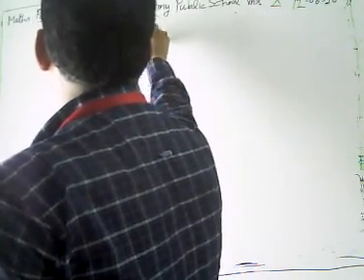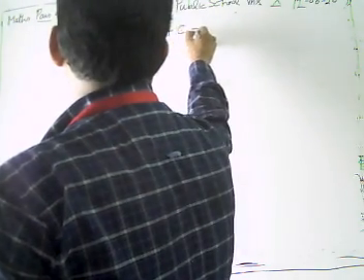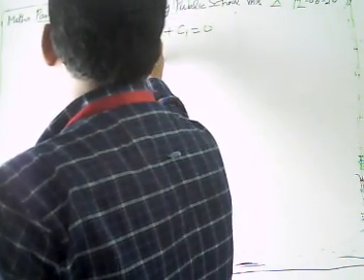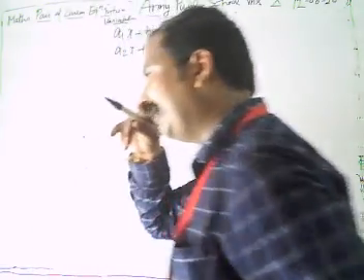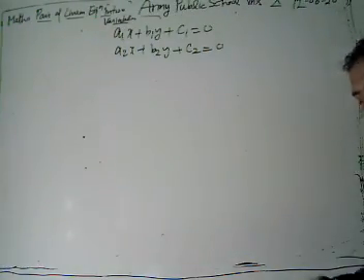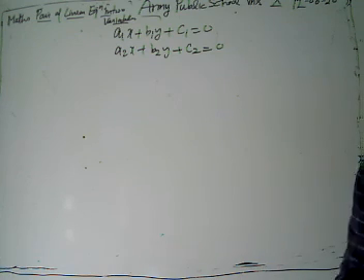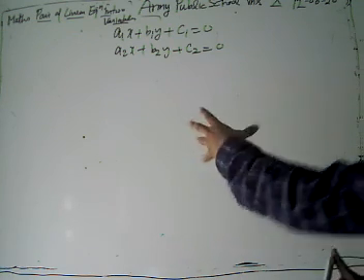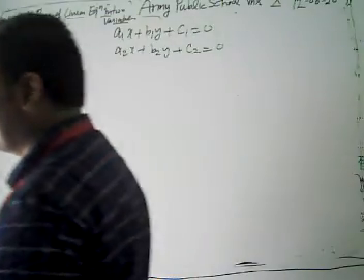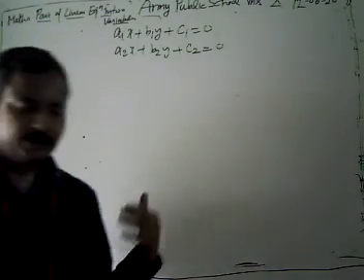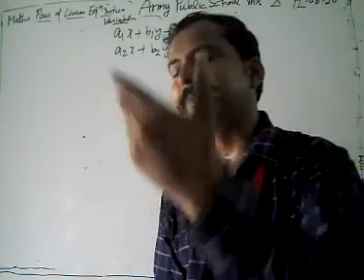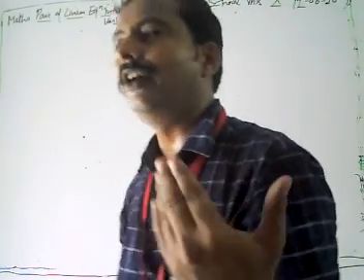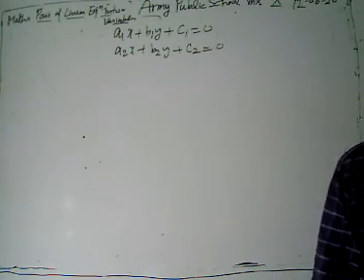Suppose we have a pair of equations a1x plus b1y plus c1 equal to 0, and a2x plus b2y plus c2 equal to 0. Without actually drawing the graphs of the lines, we are just going to compare the ratios. After comparing the ratios, we are able to tell whether these pairs of lines are intersecting, coinciding, or parallel to each other.